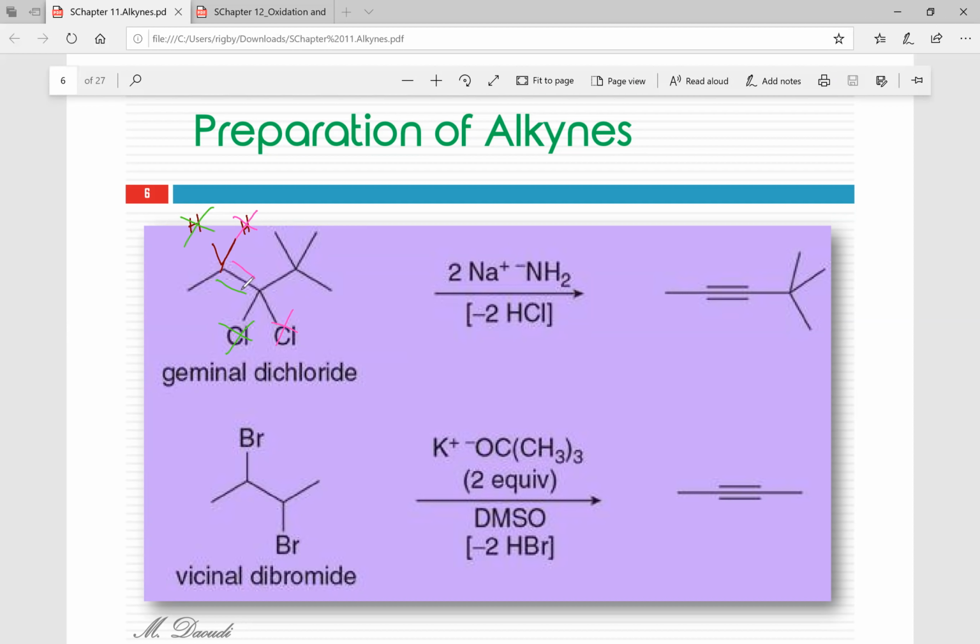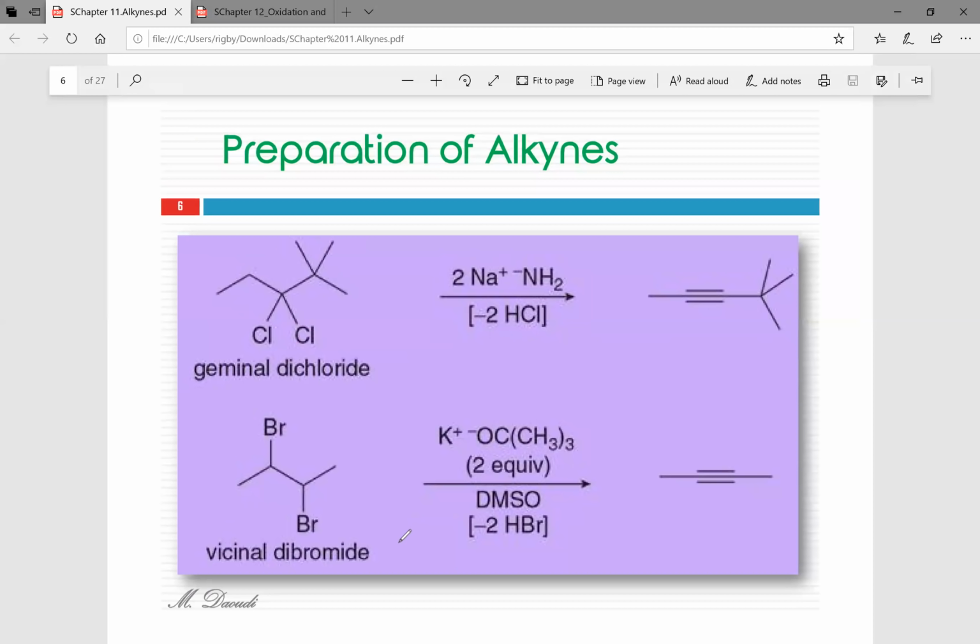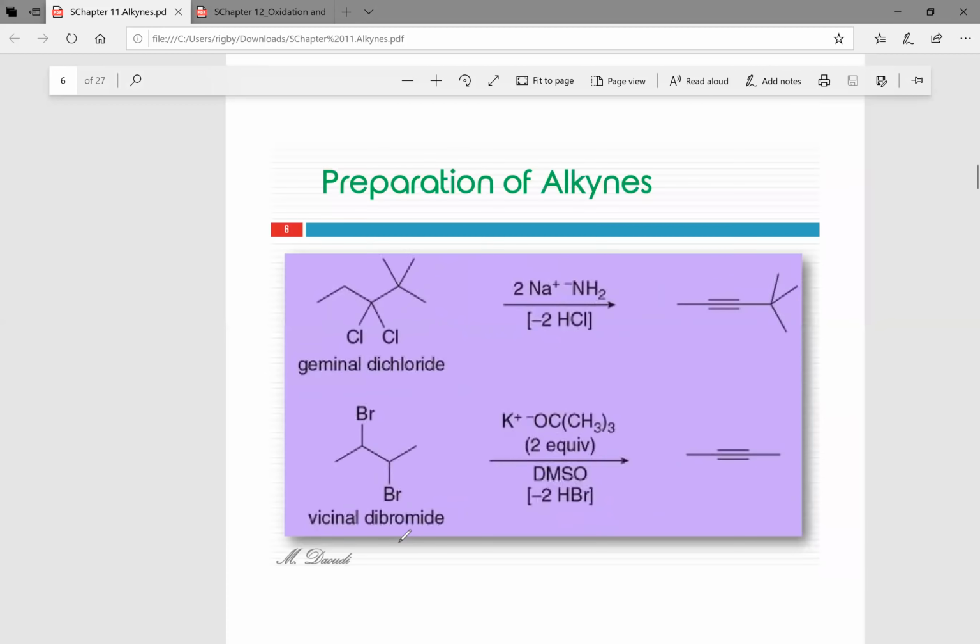And this is sort of important. And we'll get to how do we make these dichlorides or these dibromides, how do we make these dihalides? Well, we'll talk about this a little bit when we get to some other reactions in this chapter. But what's important here is to note that to make an alkyne, we have to have a dihalide, whether it be geminal or vicinal, okay?